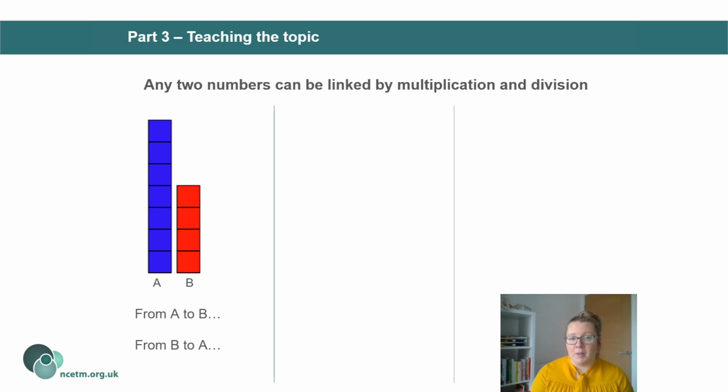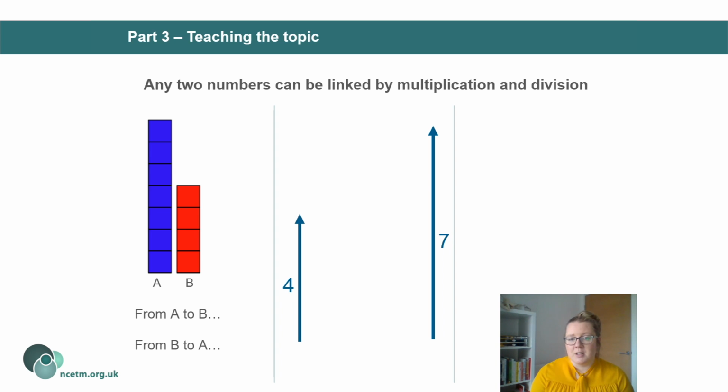Or I can work the other way around and divide A by 7 to get to 1 box, and build B back up by having 4 times as many, or multiplying by 4. The same idea holds for our scaled number lines.